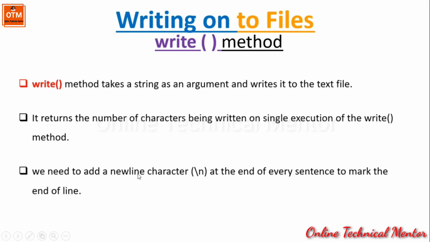We need to add a newline character, that is \n, at the end of every sentence to mark the end of the line. So the write function cannot add a \n or a newline implicitly. So we have to do this separately. Let me show you an example.